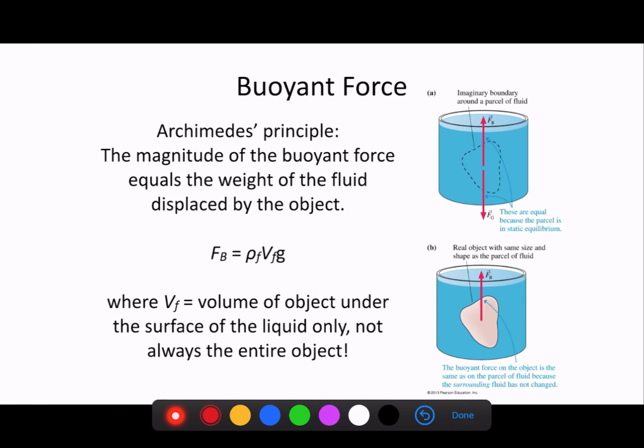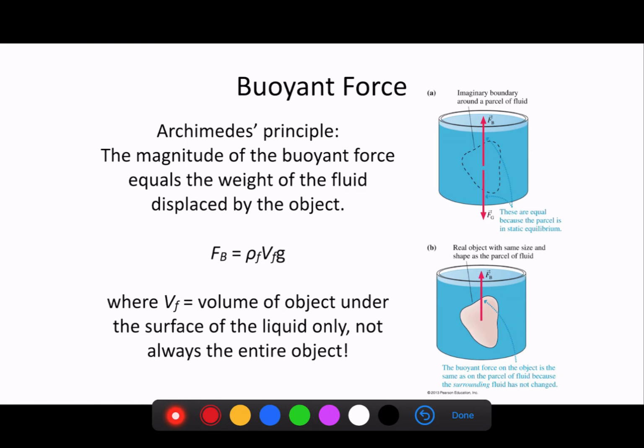Archimedes' principle tells us that the magnitude of the buoyant force equals the weight of the fluid that's displaced by the object. So that means the m in your mg is going to be equal to the density of the fluid times the volume of your object, because your object is displacing that volume of fluid. So you calculate your volume based on the volume of the object, but the density used isn't the density of the object, the density is that of the fluid. And that'll give you the amount of the buoyant force.